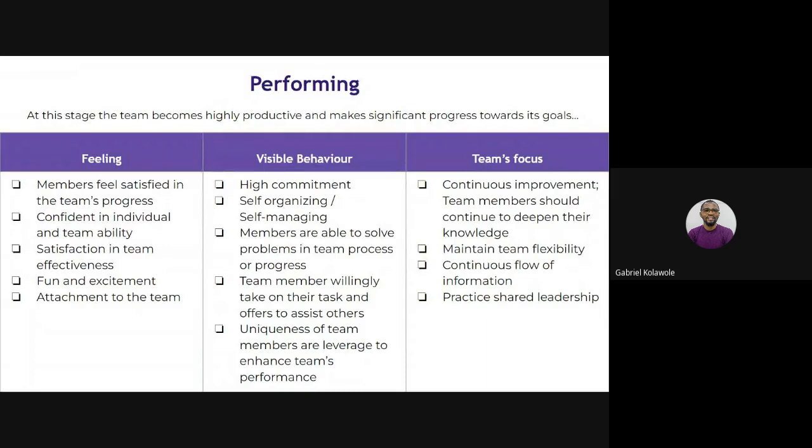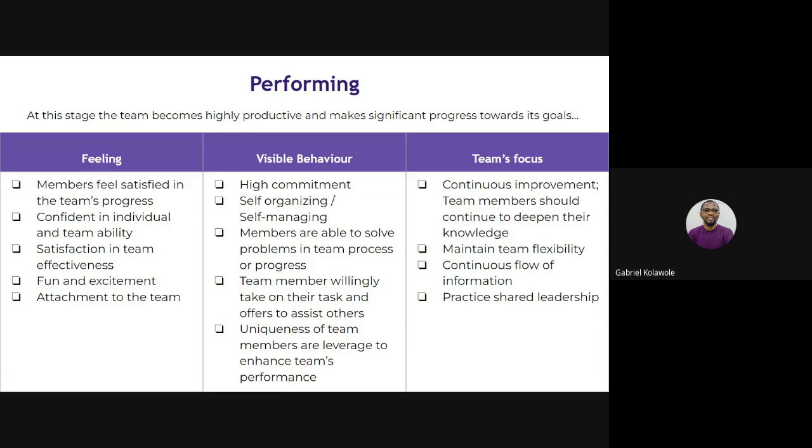Yay! Yeah, we are making things happen. Members start feeling satisfied with the progress of the team, confident in individual ability. When we started, team members were suspecting, can this front-end guy implement my design? Oh, this guy will not go and give me a bad portfolio like this. But at this performing stage, you start feeling comfortable and confident in individual and team abilities, satisfaction in the team's effectiveness, fun and excitement, attachment. In fact, this is another thing: some start feeling attached to that team.